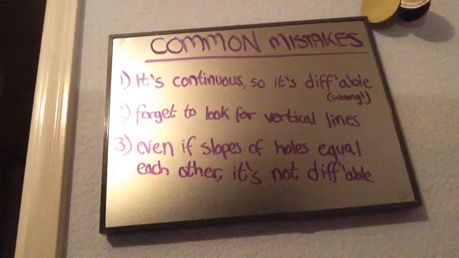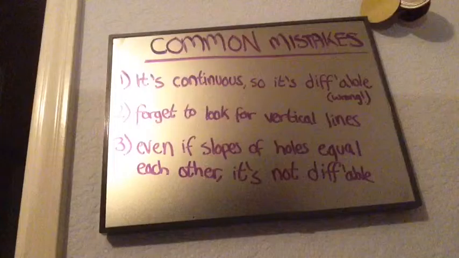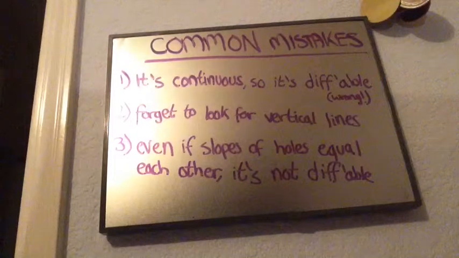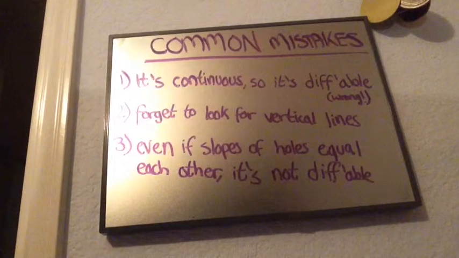And the third one is, even if slopes of holes equal each other, meaning the slope from the left and right side, then it is not differentiable. People say, oh, those slopes equal each other, so even though they're at different y values, then that is still differentiable. That is incorrect. Since it's discontinuous there, it's not going to be differentiable.